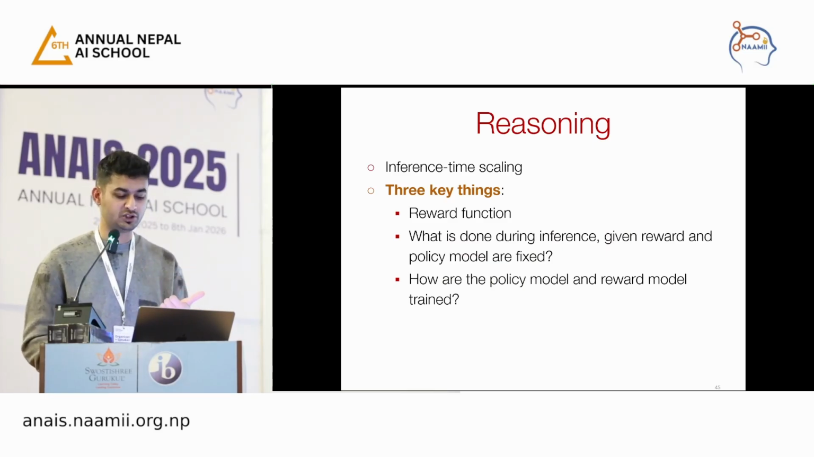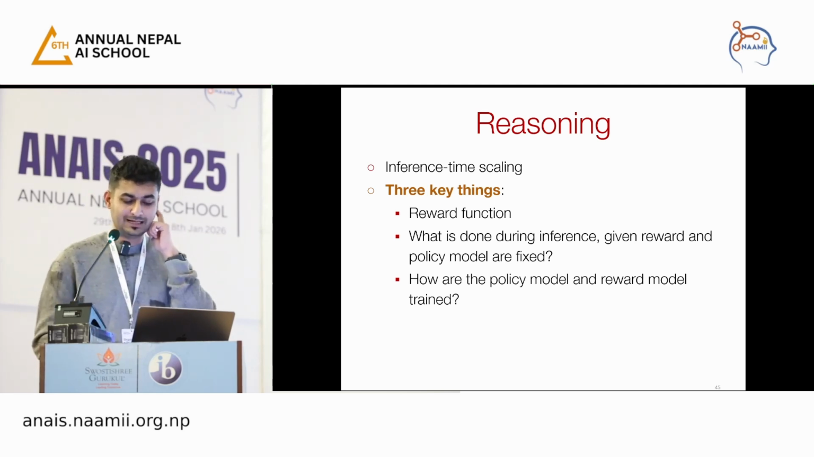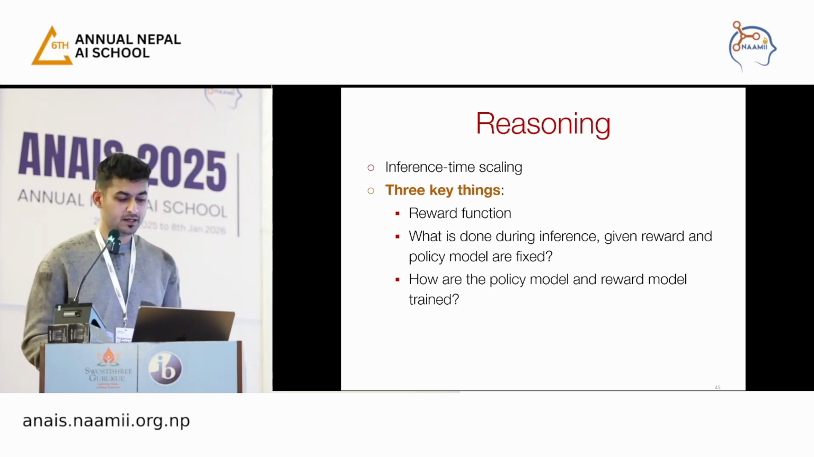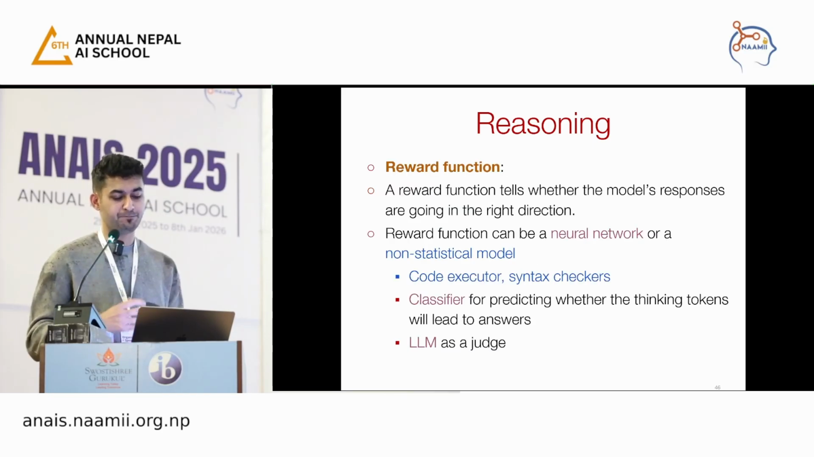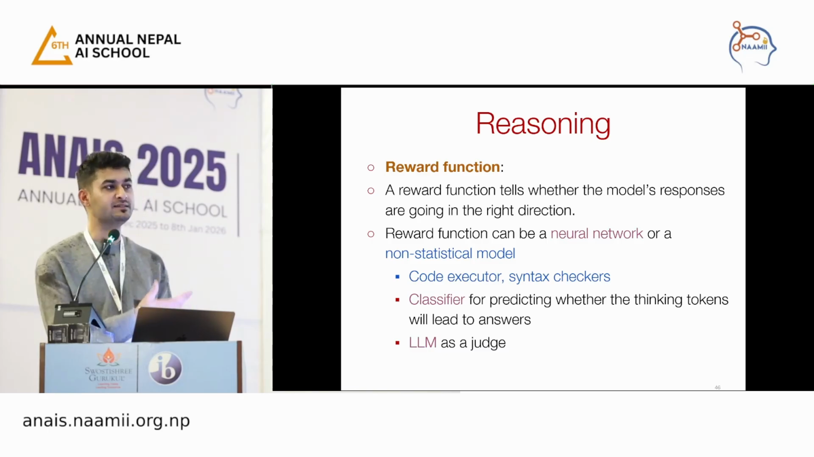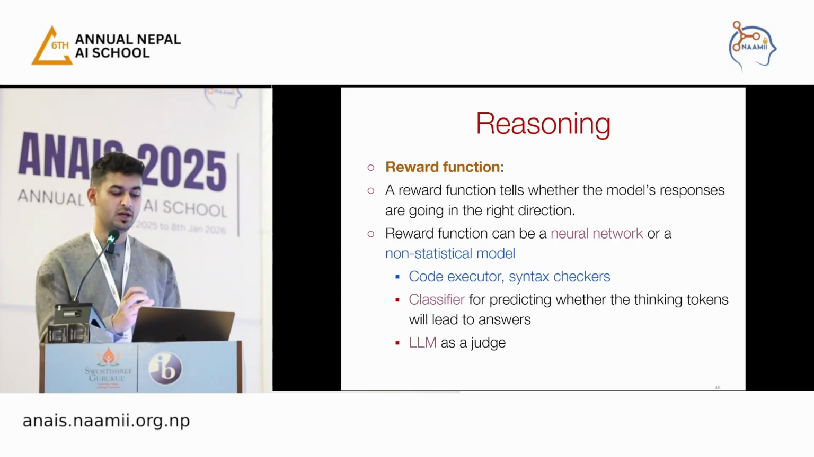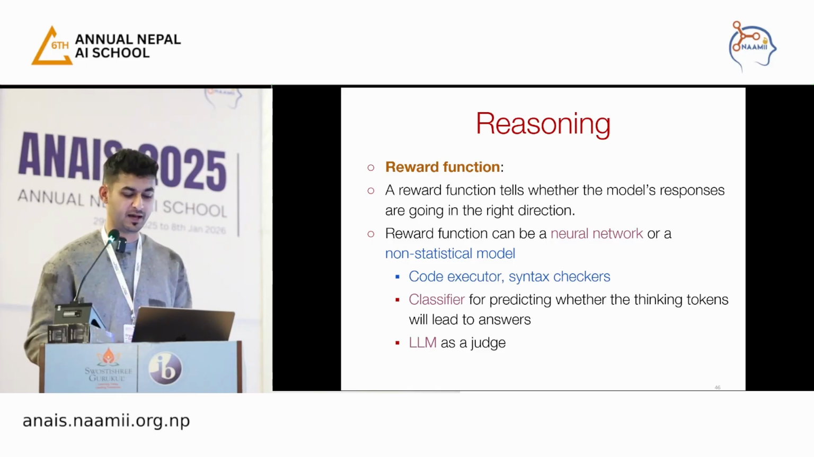So there are three key things when the model is developed for inference time scaling. One is the reward function. The second is what is done during inference, given we have a fixed reward or policy model. And the third is how these models are developed. The reward function tells whether a model's response is going in the right direction. When the LLM says something and gets feedback, that feedback can be fed into model improvement. So we need a reward function that gives this feedback.